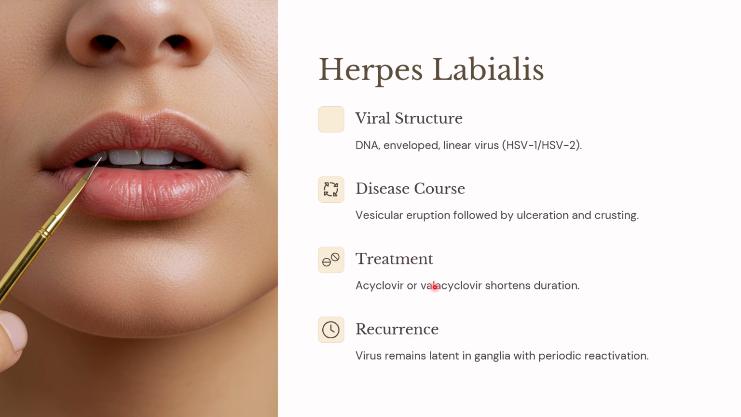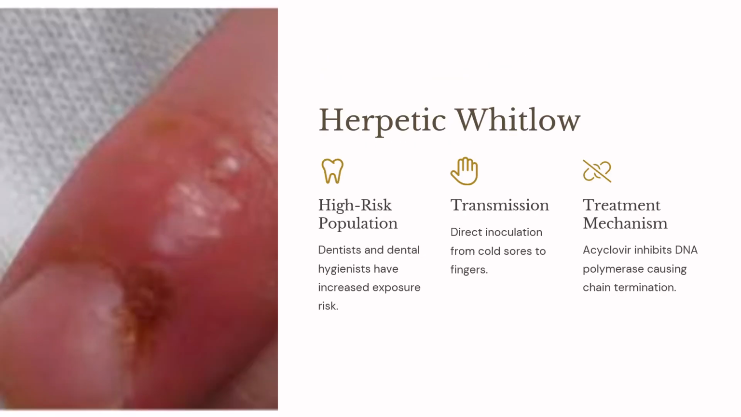Acyclovir or valacyclovir will shorten the duration. How does this happen? This happens because the virus remains latent in the ganglia with periodic reactivation. Now, how will this be asked? They will show you an image of herpes labialis, and the question will ask you what is the most likely organism in terms of viral structure. Here, we know that it is herpes simplex virus 1. They are testing you on the knowledge that the virus is DNA, linear, as well as enveloped.